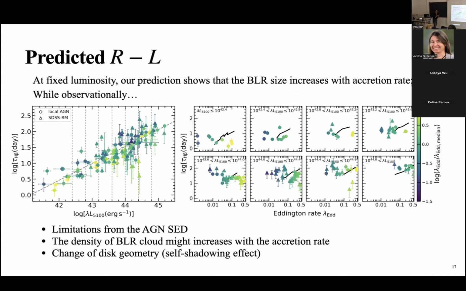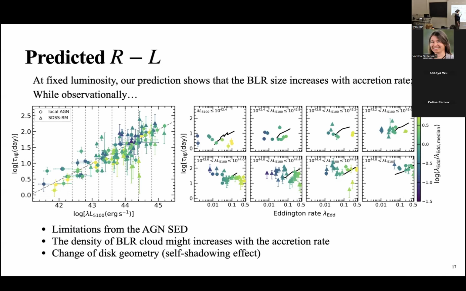And even though we successfully reproduced that, we want to look into our data, and we find some issue with that. So this is the observed R-L plot for our AGN sample. We divide them into different bins based on their optical luminosity, and we plot them here. On the y-axis is still the time lag, the distance, and on the x-axis is accretion rate. The black line is our prediction.